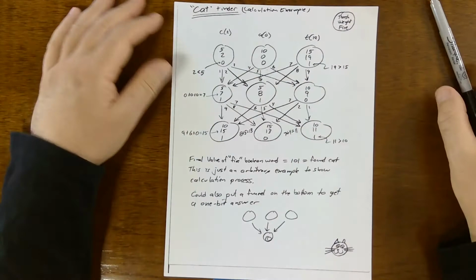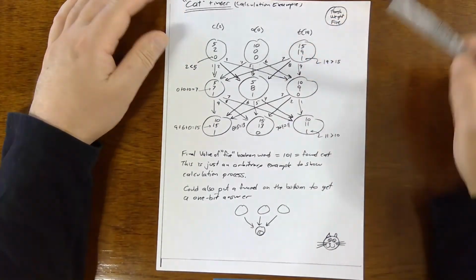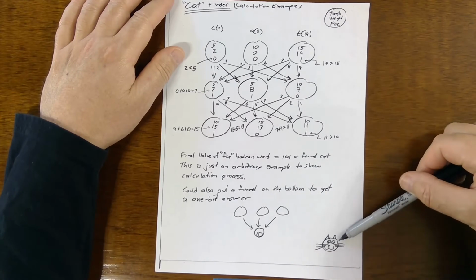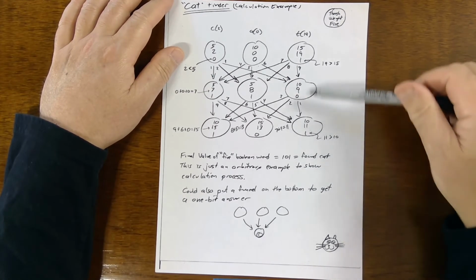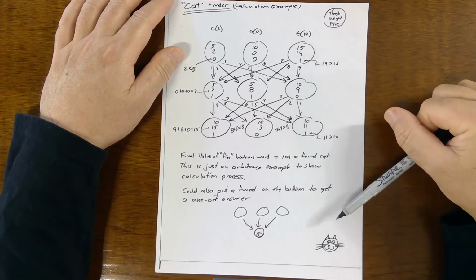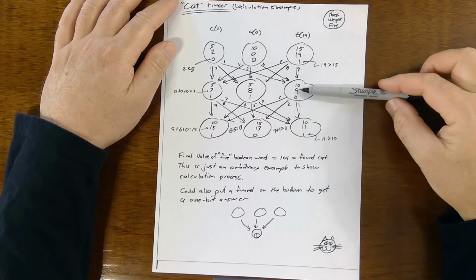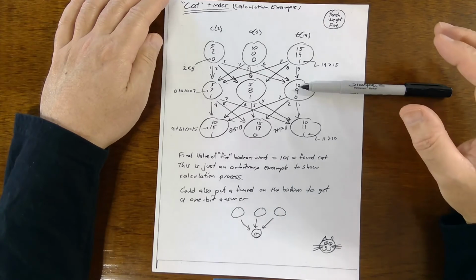Here's a simple one, let's do this one first. This is a cat finder. It finds cats. It's been trained to find cats, because that's what neural nets do. You train them. It's just like in people, the same thing.